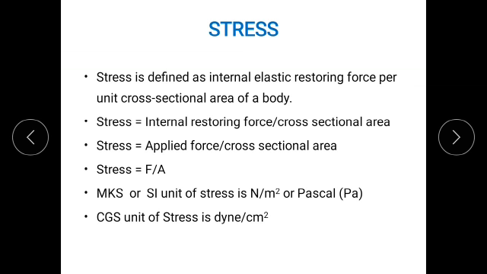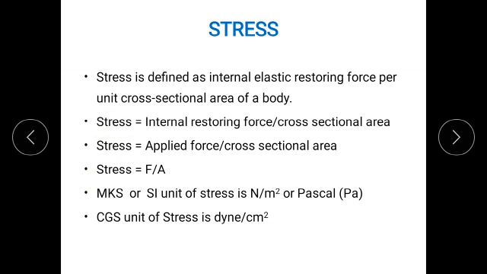Then what is meant by stress? Here, as we see, when we apply force on any object, that force is applied on a particular area, and when we take the ratio of that applied force per unit cross sectional area, that ratio is called stress. Therefore we write the formula for stress: stress equals applied force per unit cross sectional area, and in symbols it is written as stress equals F upon A, where F means applied force and A means cross sectional area.